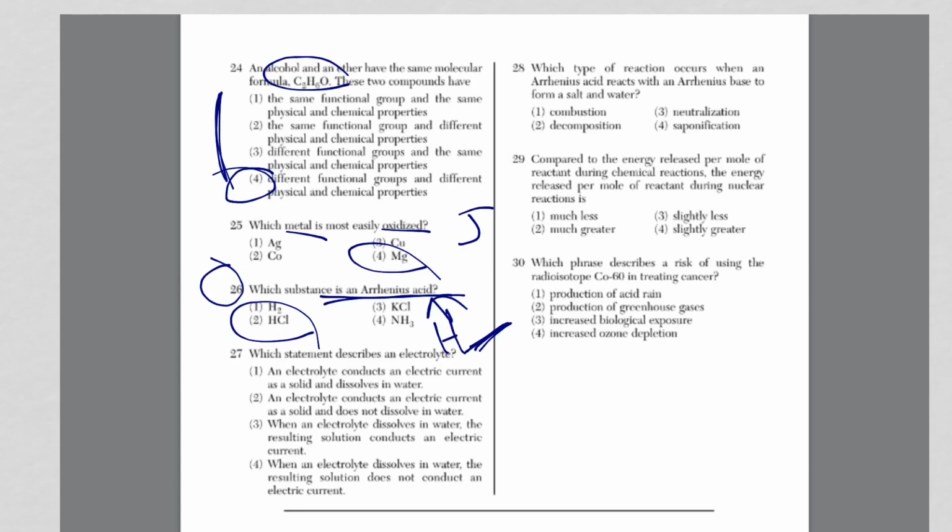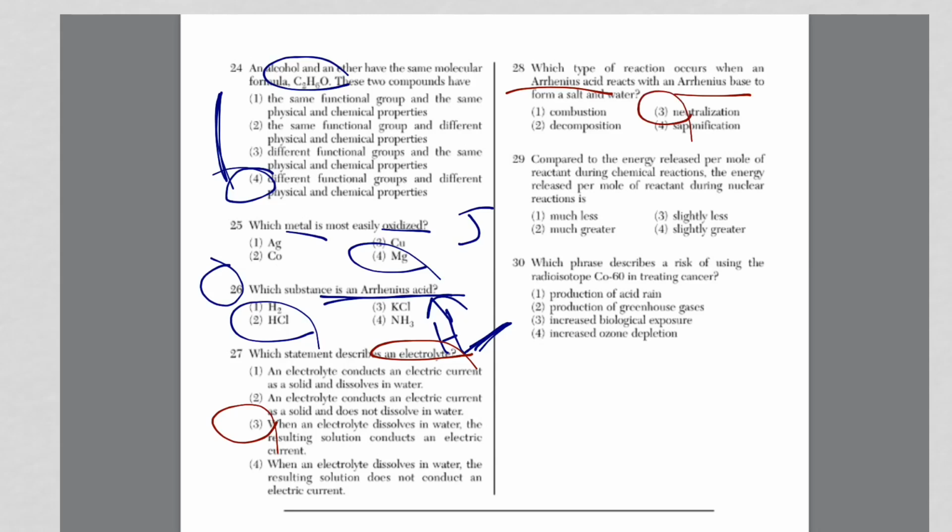Question 27, electrolyte. Now here is another one of those vocabulary words that shows up pretty much every Regents exam. What does an electrolyte do? An electrolyte, first of all, dissolves in water. And not only does it dissolve in water, but it can conduct an electric current. So there it is, choice 3. For 28, which type of reaction occurs when an acid and a base form salt and water? Acids and bases neutralize one another, which is choice 3.